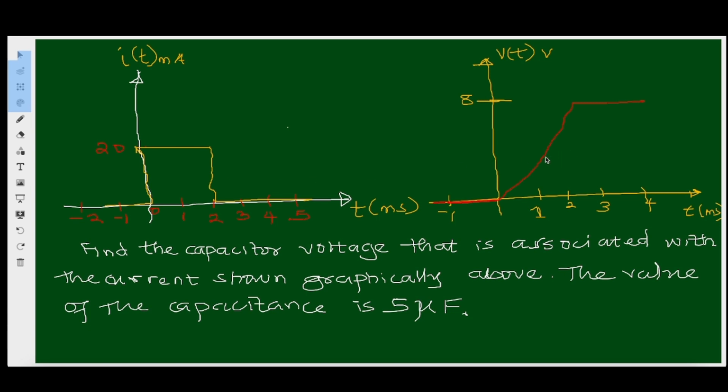Then for the voltage graph too, when the time is less than 0, the voltage is 0. Between 0 and 2, it has a value, right? But when t is greater than 2, it is constant. That is V is equal to 8. So we are going to take this segment by segment. So the first segment is when t is less than 0.